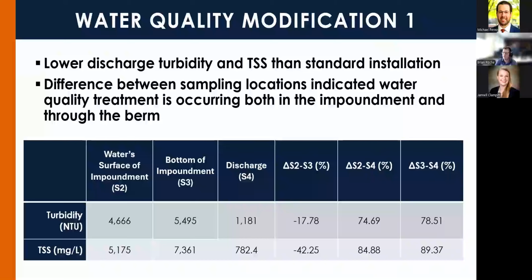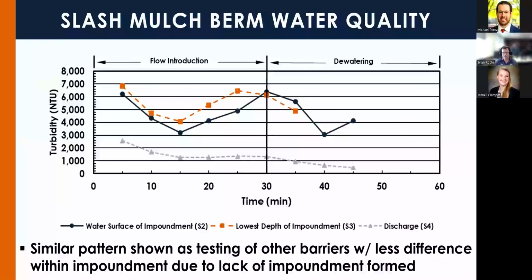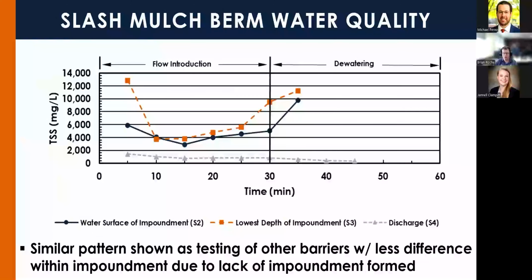We saw lower discharge turbidity and TSS compared to the standard installation. We did see a difference between sample locations, so there was water quality treatment happening through sedimentation within the impoundment, due to the water surface impoundment having a lower turbidity than the bottom of the impoundment. If we look at this over time, we saw a similar pattern to testing of other barriers, with the bottom of the impoundment having the highest turbidity, the water surface being less than that, and then the discharge being the lowest. But that relatively low difference between the top and bottom of the impoundment was due to the impoundment only being about 5 inches at maximum. We also saw a similar pattern with our total suspended solids.